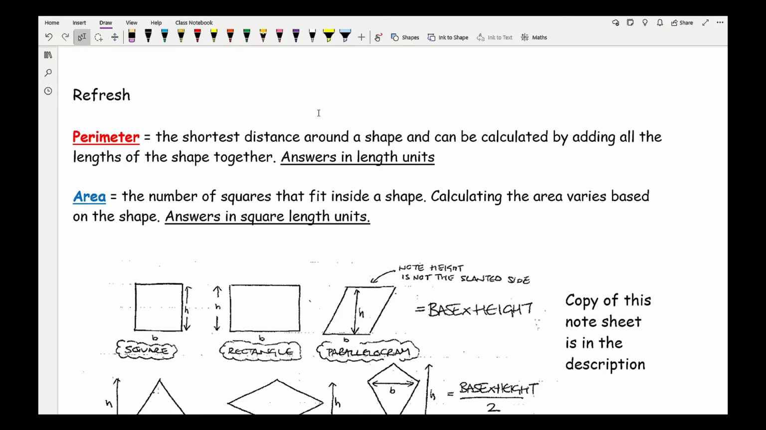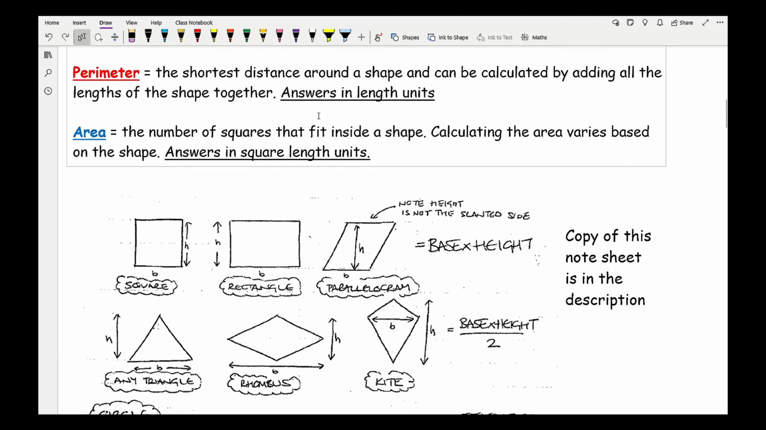Now the definition of the area is the number of squares that fit inside a shape. Now those sizes of the squares can vary depending on the units that you're looking at, so whether they're millimeter squares or centimeter squares or meter squared or kilometer squared even, so that's why it kind of fluctuates. Now calculating the area varies based on its shape, and answers of the area are going to be measured in square length units, so either millimeter squared, centimeter squared, meter squared, kilometer squared, etc.